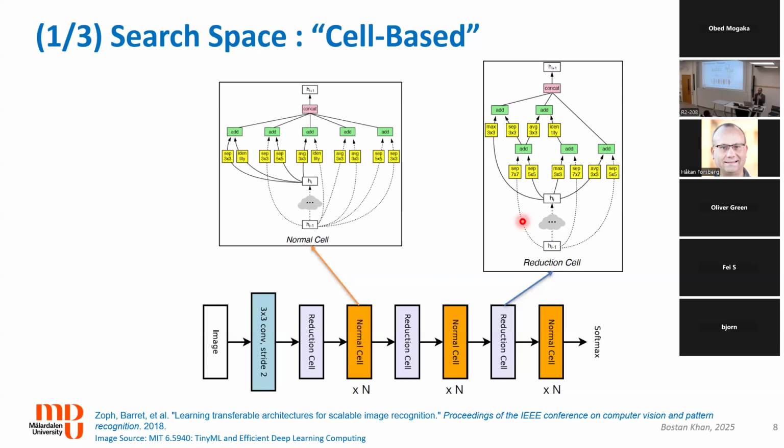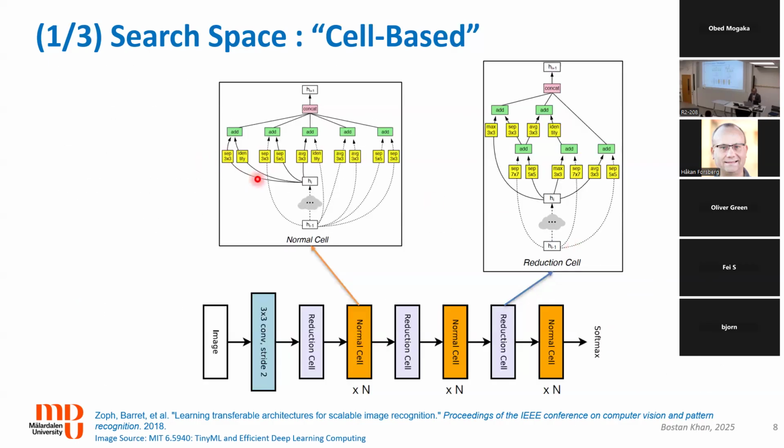The idea of reducing the feature map in a convolutional neural network is that as we proceed towards the end of the network, the size of the feature map decreases, but the number of channels increases. That happens in almost all convolutional neural networks. So this reduction cell reduces the feature map and increases the number of channels as it moves towards the end of the neural network.